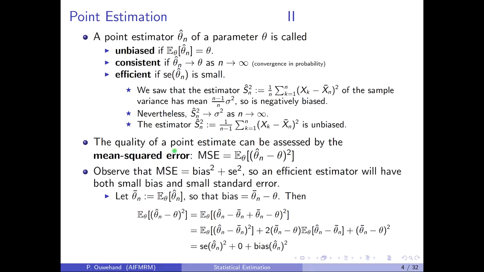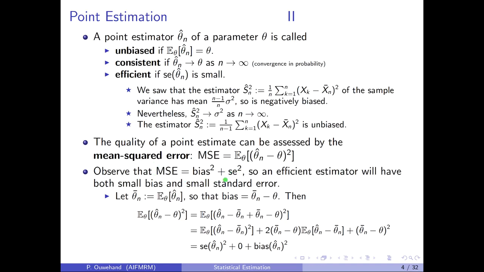The quality of a point estimate can be assessed by the so-called mean squared error, which is defined to be the expectation of the distance between the estimator and the true value squared. This can be decomposed into a sum of two squares, namely the mean squared error is equal to the bias squared plus the standard error squared. So a good estimator will have both a small bias and a small standard error.